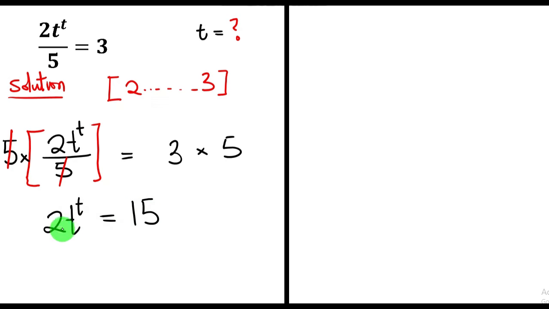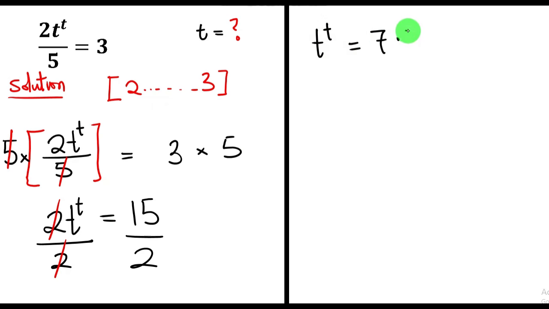The next thing I'm going to do is to eliminate this 2 here so that I can have only t at my left hand side. By so doing, dividing both sides by 2. This goes for this. Then 15 over 2, that's going to be 7.5. Then this equation has now turned to t raised to the power of t equals 7.5.